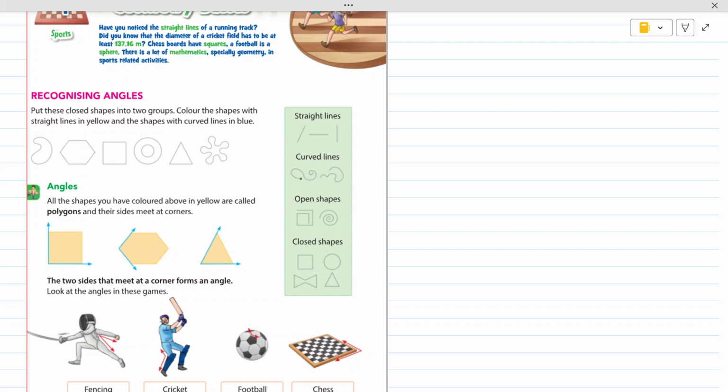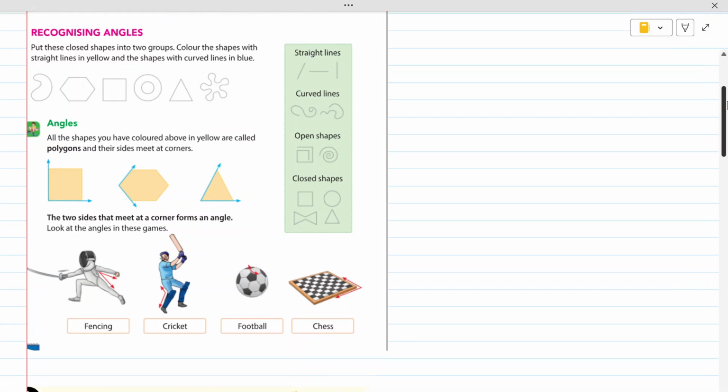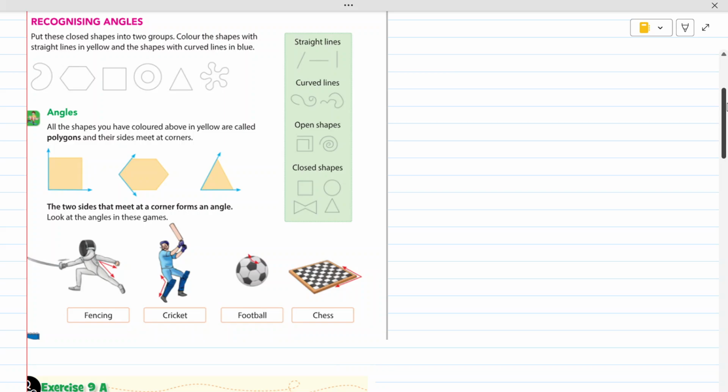Then we have curved lines. The lines which are not straight, they make curves. They are called curved lines. Then we have open shapes. Open shapes are the shapes where the ends are not meeting each other, or they are not closed. And the last one we have is closed shapes. So where the starting and the end point are the same or they are getting close, they are called closed shapes. Okay.